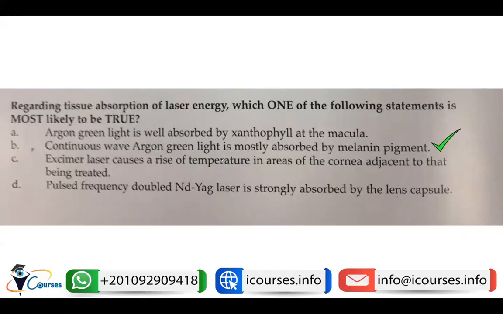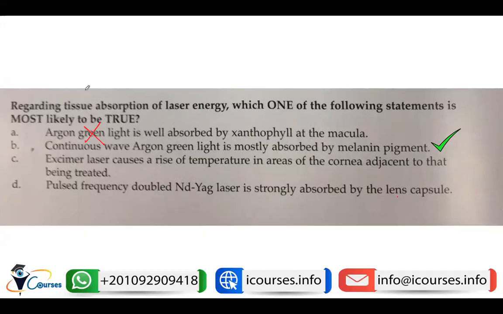The option says argon laser is well absorbed by the xanthophyll. Actually, what is well absorbed by the xanthophyll at the macula is the blue laser, not the green laser, because the xanthophyll pigments have higher sensitivity to blue light and absorb it better at the macula. You may wonder why we don't use blue light at the macula. That's correct, because the green is safer. The green is not well absorbed, but it is safer at the macula, as we don't want to destroy the macula with the laser.